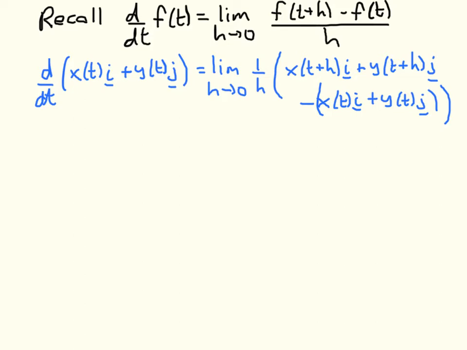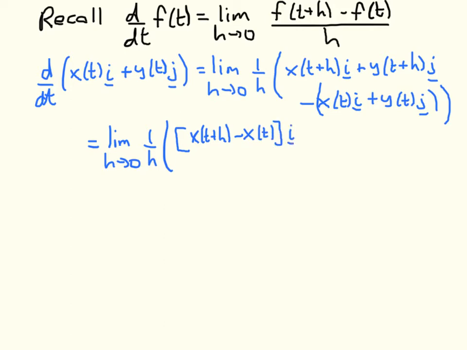So what we're going to obtain is, this is the limit, as h goes to 0, 1 over h, open brackets, and now I'm going to open another set of brackets. It is x of t plus h minus x of t, close brackets, in the i direction. Before I write down the rest of the terms, let me just explain what we're doing here.